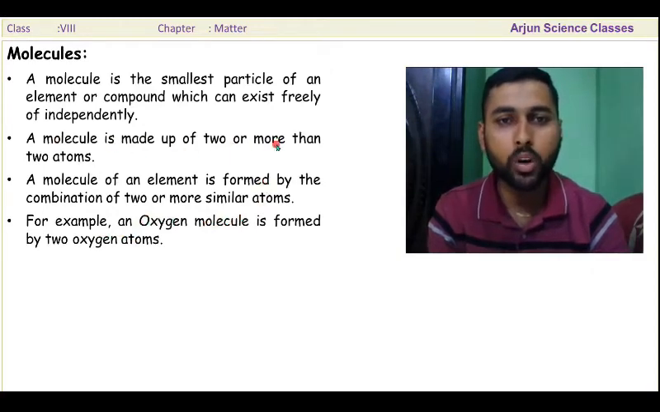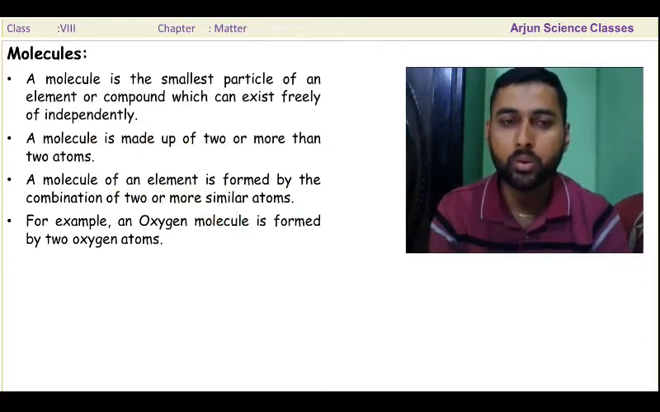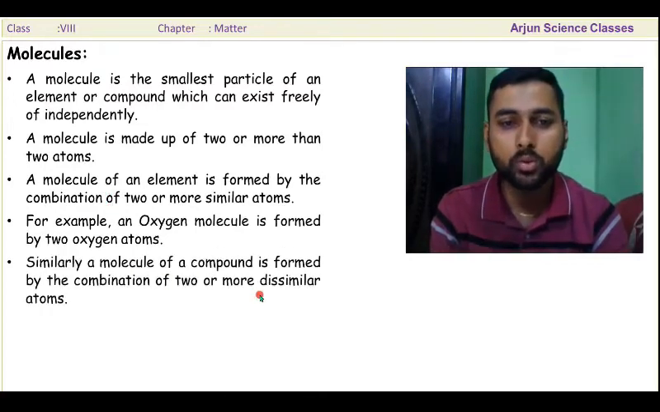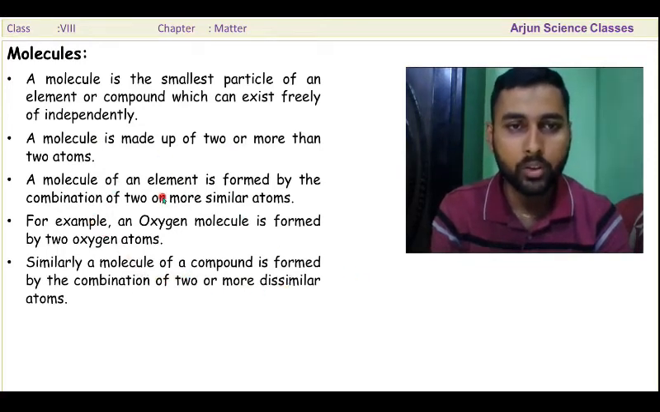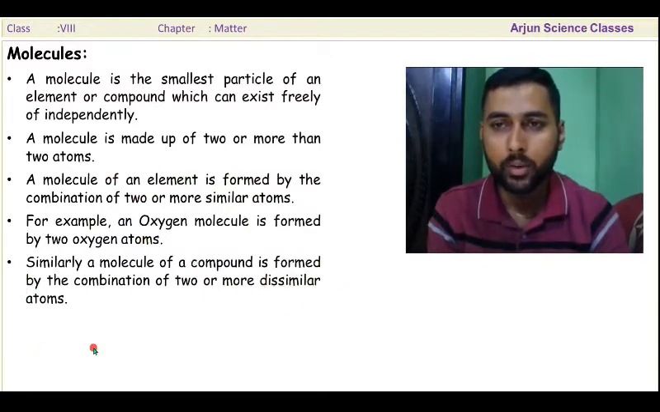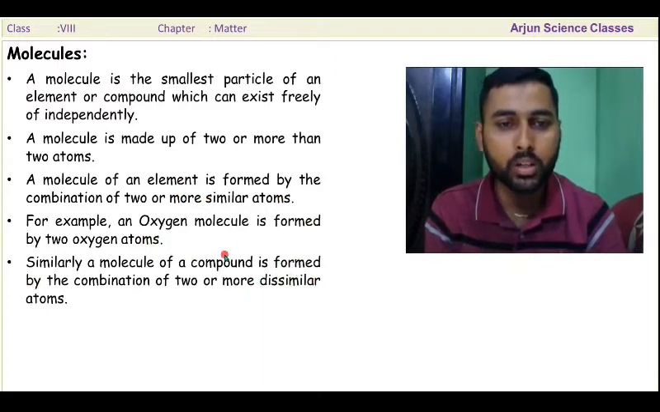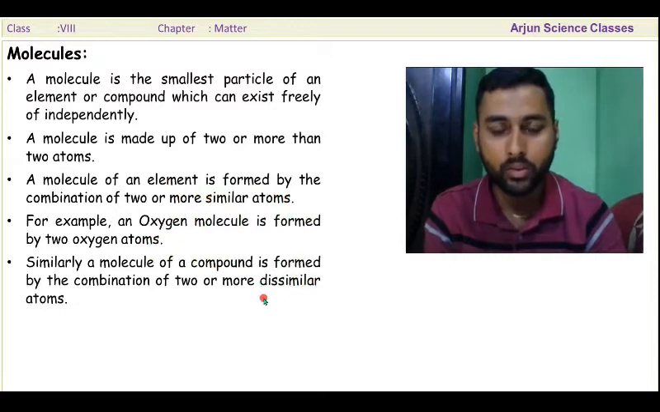A molecule is made up of two or more than two atoms. A molecule of an element is formed by the combination of two or more what? Similar atoms. And the molecule of a compound is formed by the combination of two or more dissimilar atoms. Molecule of an element is formed by similar atoms, and molecule of a compound is formed by dissimilar atoms.